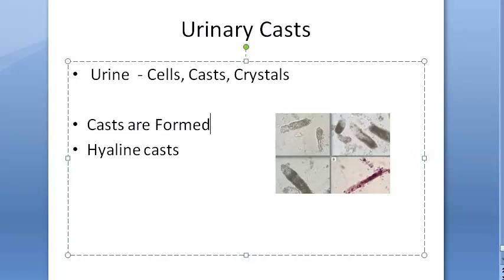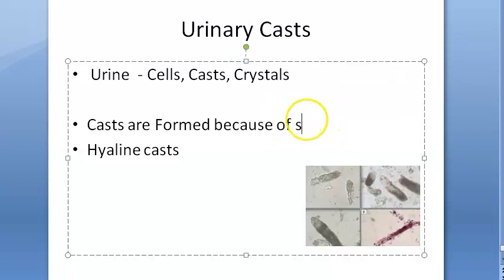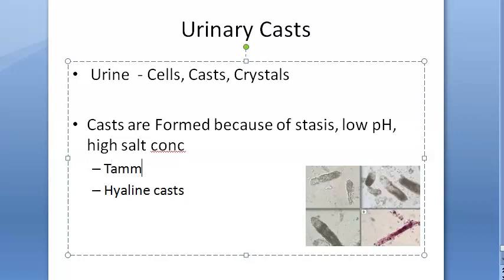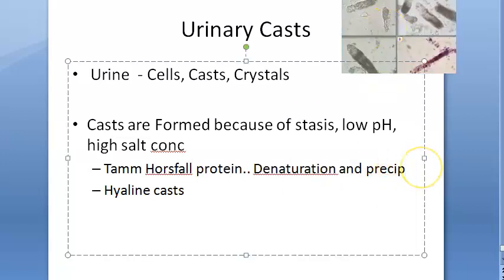Casts are formed because of stasis, low pH, high salt concentration. That time what will happen? There is a protein called Tamm-Horsfall protein. There will be denaturation and precipitation. Then hyaline casts are formed.